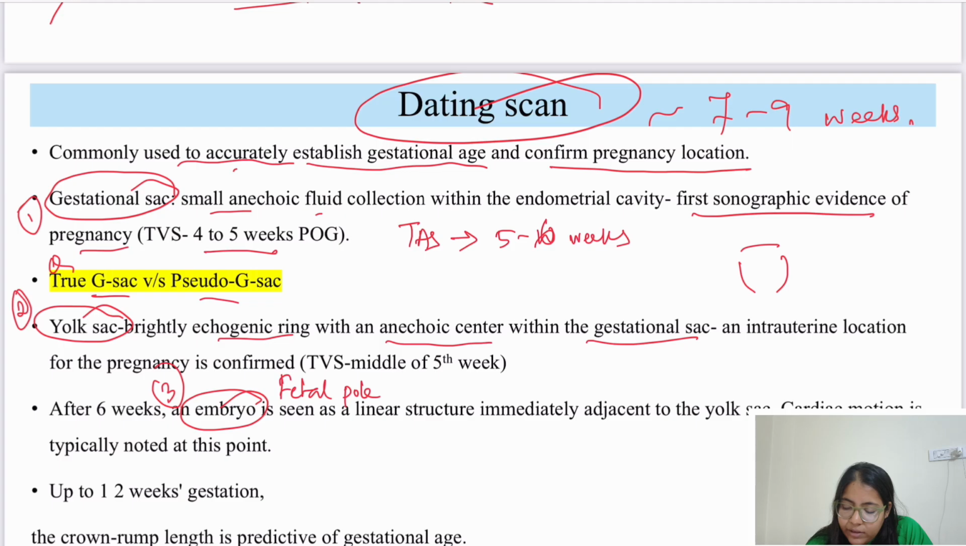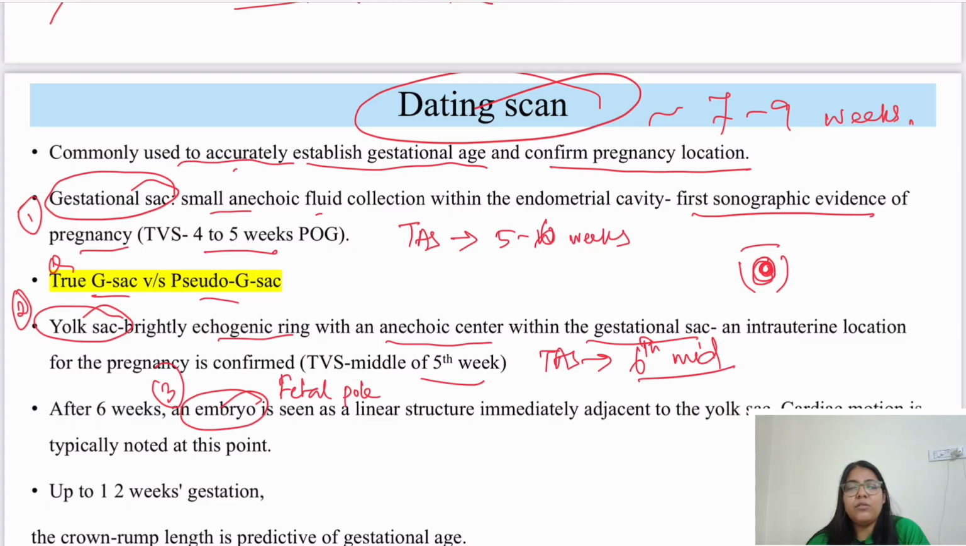So if this is the uterine cavity, you can see the gestational sac, and the yolk sac will develop inside the gestational sac. You can see it by the middle of the 5th week by TVS scan, and by transabdominal scan by the middle of the 6th week. Okay, you can see the yolk sac.